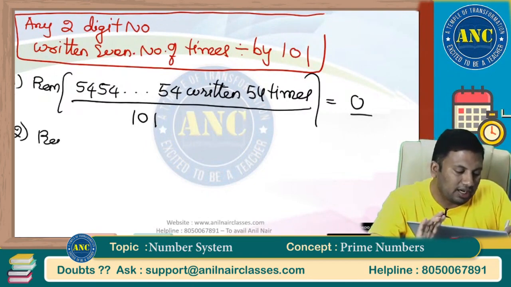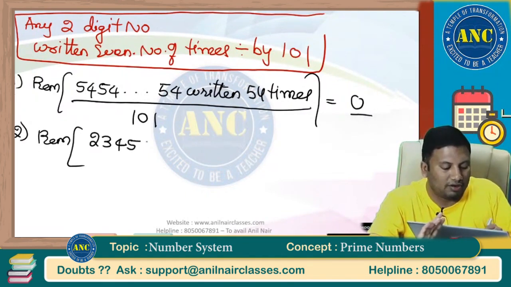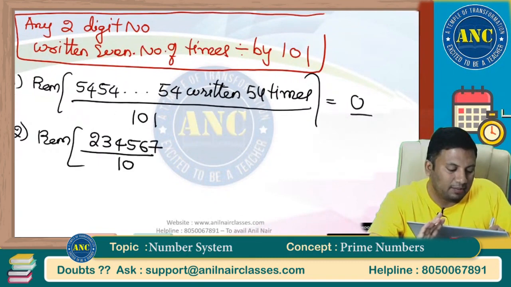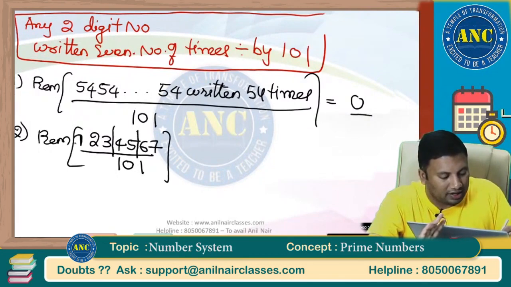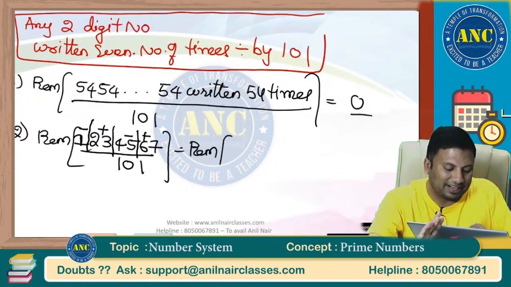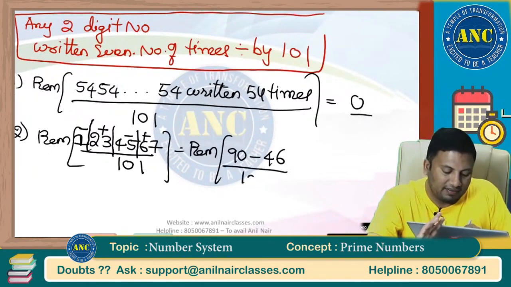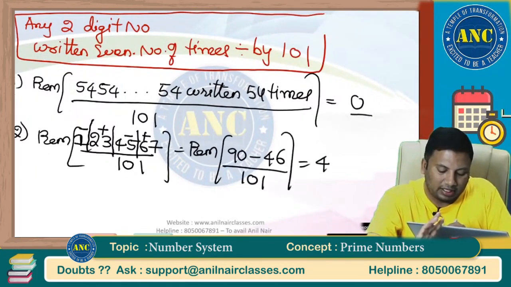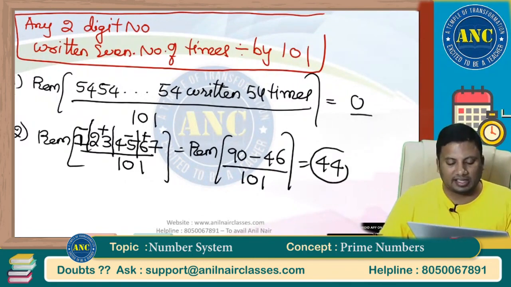You might get a doubt. Anil sir, what if the number of digits are odd? 1, 2, 3, 4, 5, 6, 7 divided by 101. Take a group of 2 digits. Alternatively plus and minus. 67 plus 23, these are nothing but 90. Minus 45 minus 1, minus 46. Divided by 101, the answer is 44. I hope the idea is clear, right?